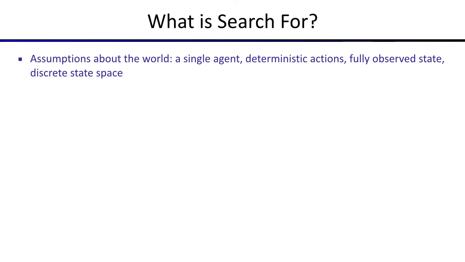Deterministic actions, which means when you take the action in a Pac-Man board, go right, you know that in the next state, Pac-Man will be one space to the right. There's no uncertainty about what the result of your actions will be. Fully observed state, which means there's not any part of the environment that you can't see and you have to guess what's there. You can see all the information that's relevant.